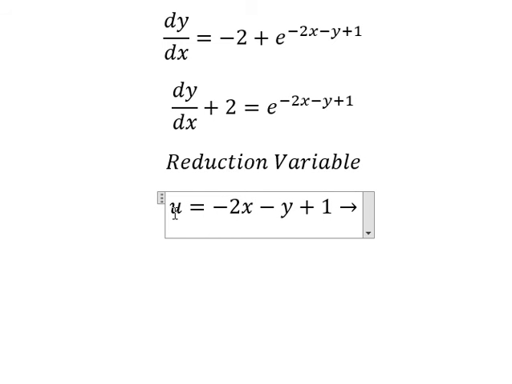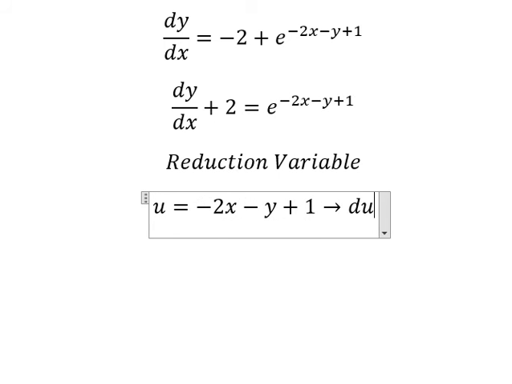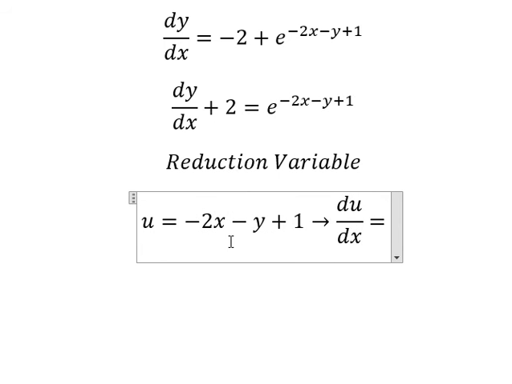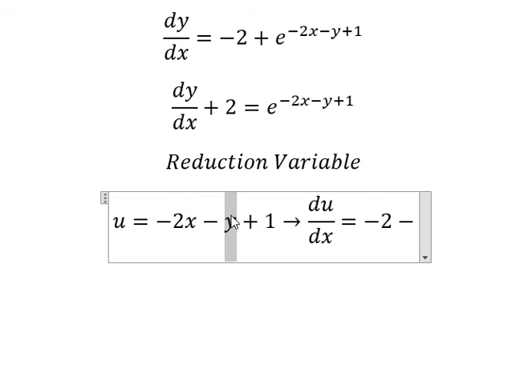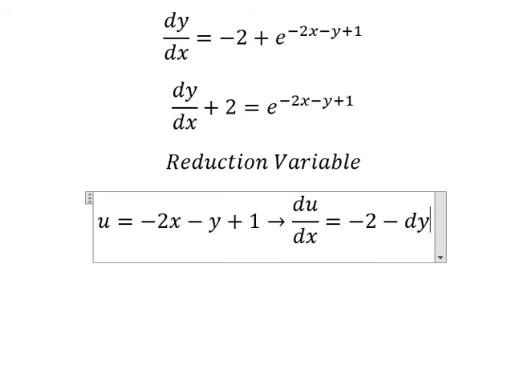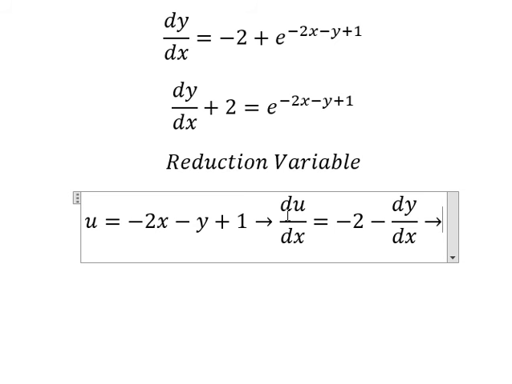After that, we need to take the first derivative of both sides. First derivative of u, we have du over dx. First derivative of x, you get number 1, so we have negative number 2. First derivative of y, we have dy over dx. First derivative of number 1, this is a constant, so you get 0. Now, I will put the negative sign to the left.